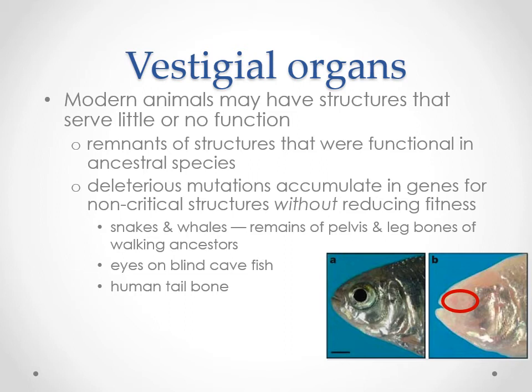Snakes and whales have the remains of pelvic and leg bones from their walking ancestors, eyes on blind cavefish, and our human tailbone, of course. These are all vestigial organs.